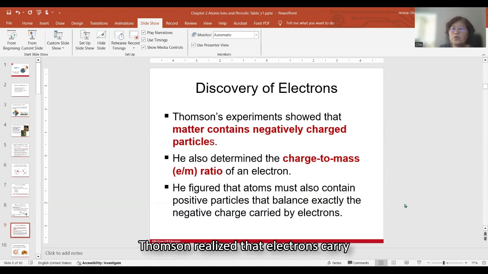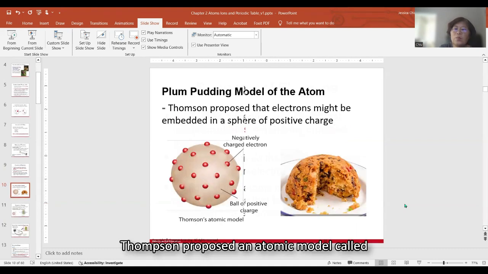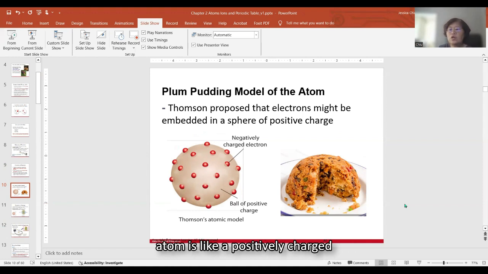Thomson realized that electrons carry negative charges. At the same time, he also knew that most of the matter around us was neutral. Therefore, atoms must contain positive particles that balance the negative charge carried by electrons. Thomson proposed an atomic model called a plum pudding model. In this model, an atom is like a positively charged pudding, with negative electrons evenly distributed throughout, like plums in the pudding.